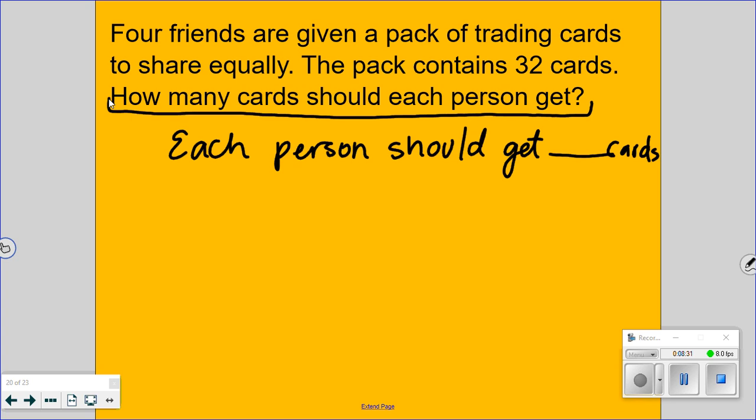Step number 3. Now we need to model it. Connor, read the first sentence to me, please. 4 friends are given a pack of trading cards to share equally. What should I draw? How would I model that? 4 friends are given a pack of trading cards to share equally. What should I draw?